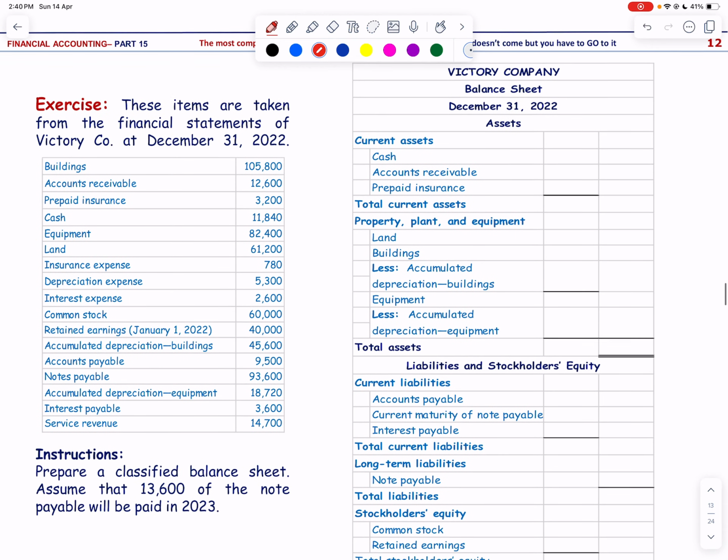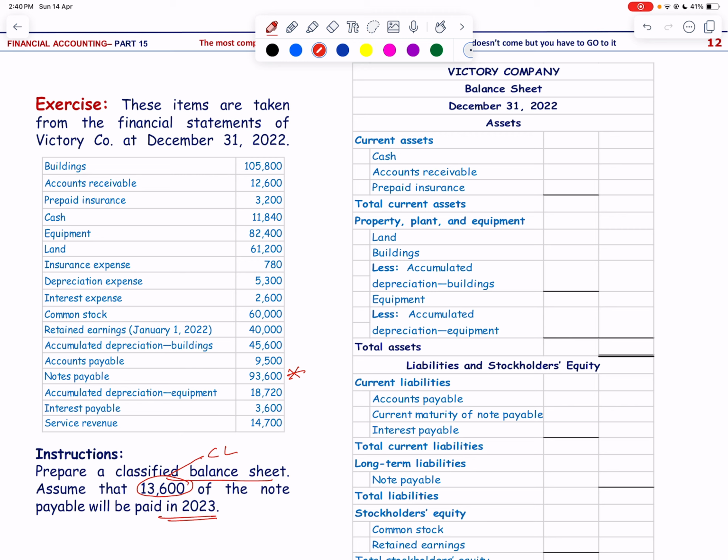These items are taken from the financial statement. We have to prepare a classified balance sheet. Assume that 13,600 of the notes payable, so where is here notes, we will keep an eye on this, will be paid in 2023. That means 13,600 is a current liability, while the balance will be the long-term liability. So we start once again. Since we are preparing a classified balance sheet, it has to be on the basis of liquidity.